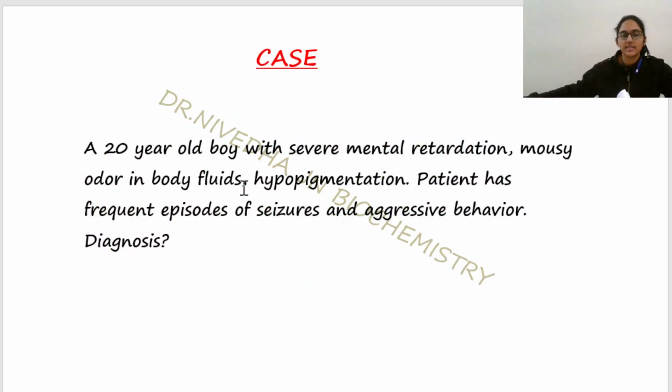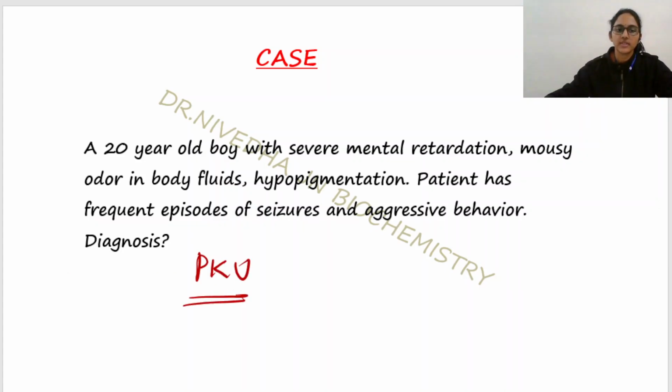Now let us see a case. Identify what case it is. A 20-year-old boy with severe mental retardation, mousy odor in the body fluids, hypopigmentation. The patient had frequent episodes of seizures and aggressive behavior. What is your diagnosis, all of you? Yes, the diagnosis is phenylketonuria.